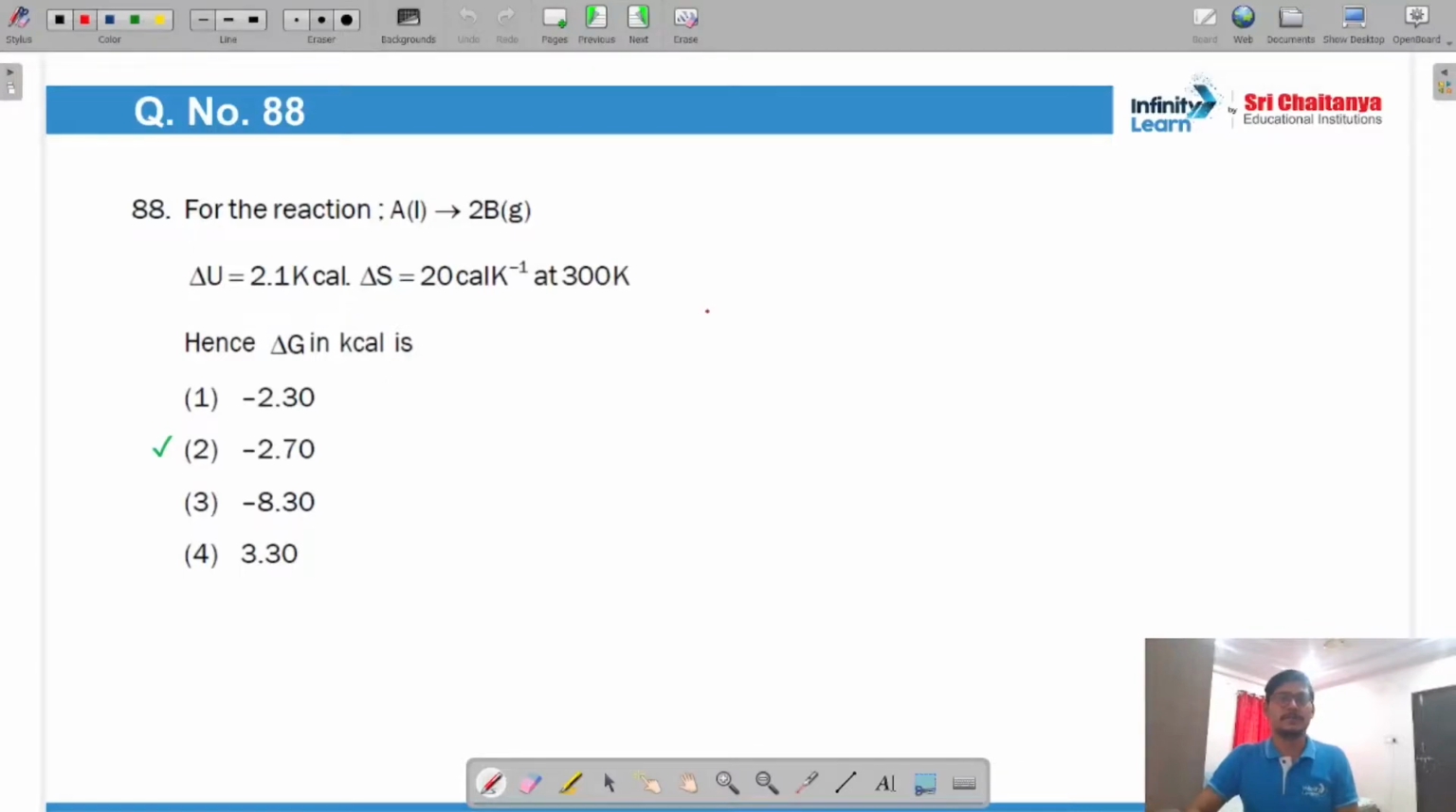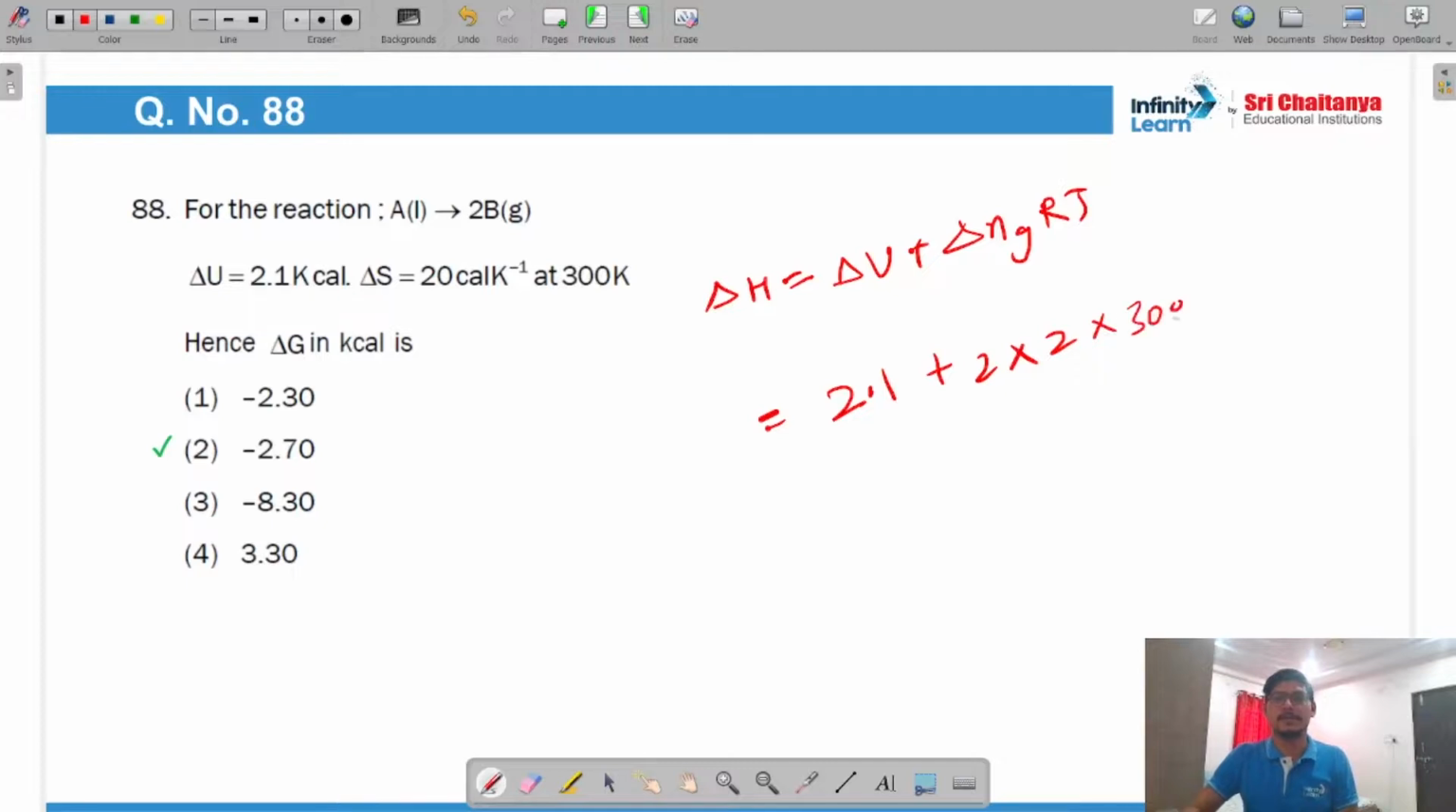First you find out delta H, which is delta U plus delta ng RT, right? Delta U is given to be 2.1 kilocalorie. Delta ng is gaseous products minus reactants, which is 2. The value of R in calories is 2, temperature is 300. Let us convert it to kilocalorie by dividing by 1000. So this is 2.1 plus 1.2, so this is 3.3, right?